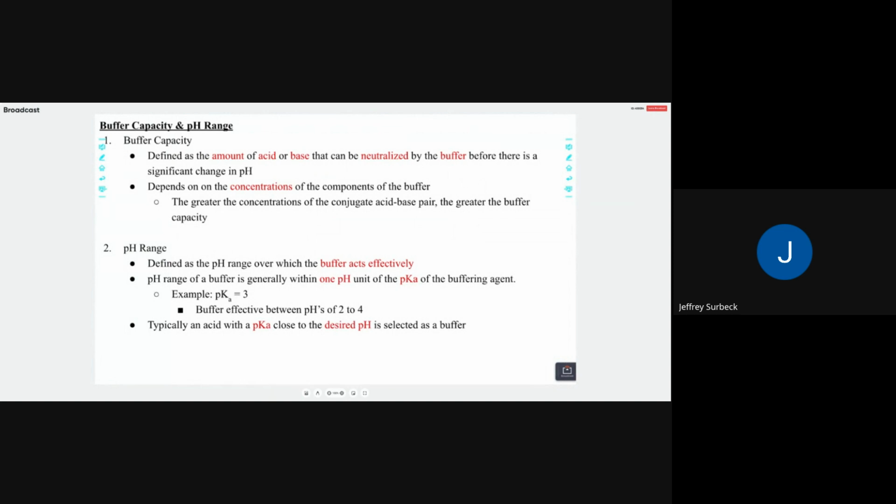than a concentration of something like 6 molar. So the more stuff we have in, the more effective the buffer is. All right. Any questions on this? Anybody need it? Okay.